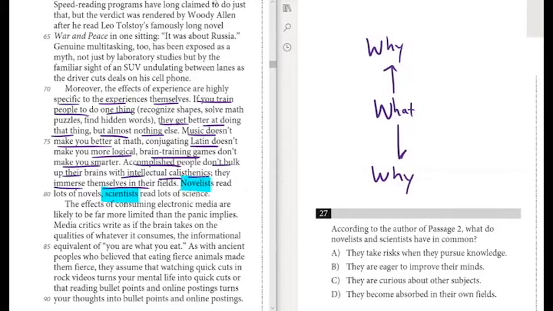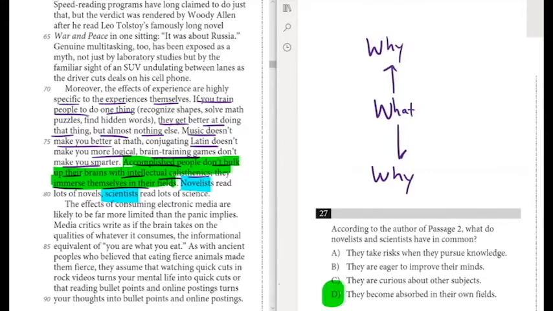So right there, specifically, it's the idea that accomplished people don't bulk up their brains. They don't become smarter overall. They simply immerse themselves in their fields. Therefore, novelists read more novels. Scientists read more science. So, which answer matches what we just talked about? Choice D says exactly what we said on lines 78 to 79. Accomplished people immerse themselves in their fields, and choice D says they become absorbed in their own fields. So the answer for 27 is going to be D.